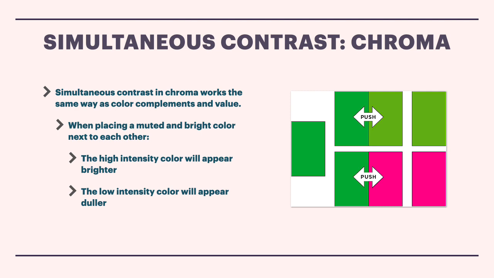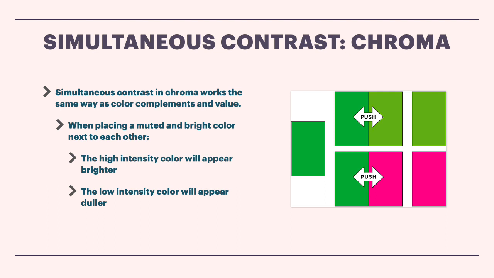Simultaneous contrast, chroma. So simultaneous contrast in chroma works the same way as color complements and value. When you place a muted and a bright color next to each other, the following will result. The higher intensity color will appear brighter, and the lower intensity color will appear duller.